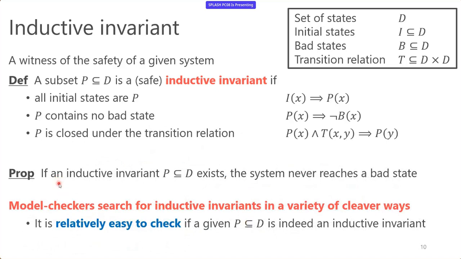And we can show that if an inductive invariant P exists, the system never reaches a bad state. So the model checkers search for inductive invariants in a variety of clever ways. Okay? And please note that it is relatively easy to check if a given candidate P is indeed an inductive invariant by using an off-the-shelf SMT solver.